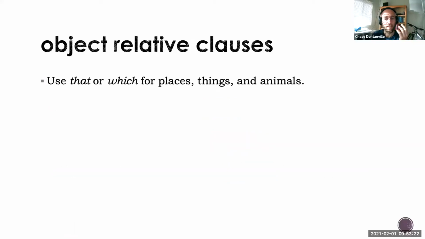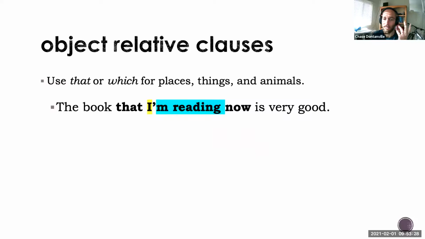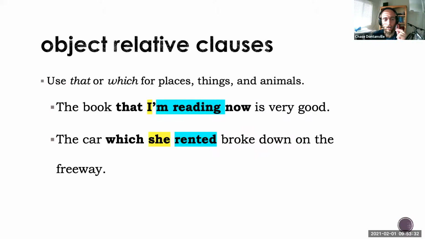For places, things, and animals, we use that or which. The book that I'm reading now is very good. The car which she rented broke down on the freeway. So we have that I'm reading now, which she rented. These are the relative clauses. Relative pronoun, that, which, subject I, she, verb am reading, rented.